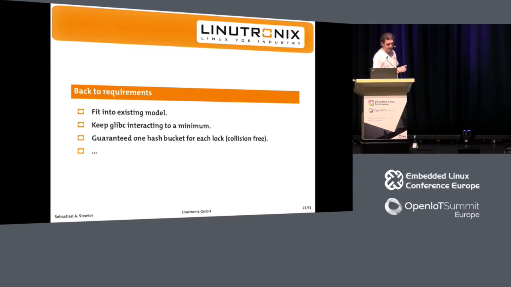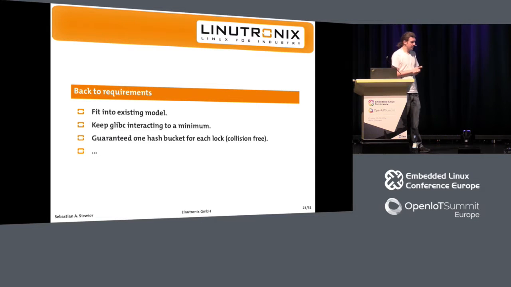OK. So we tried again. Now we thought, OK, glibc interaction, maybe we can do something about it. But the part where we have to be collision-free and we're not allowed to allocate memory is tough. We looked at different algorithms for hashing and what others do in similar situations, and we didn't come across anything that would help us at all.